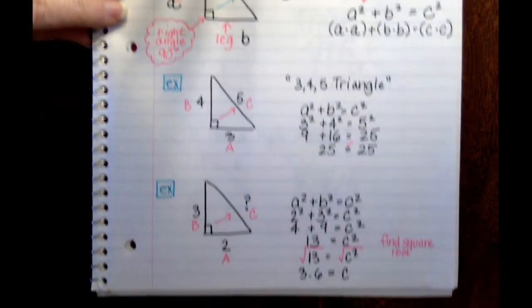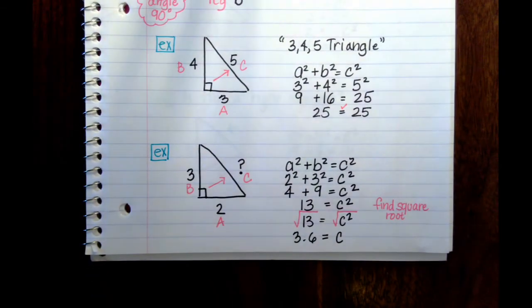The next example that he walked you through was how to find a missing side. And this was the example of when your hypotenuse, or side C, is the side that's missing.